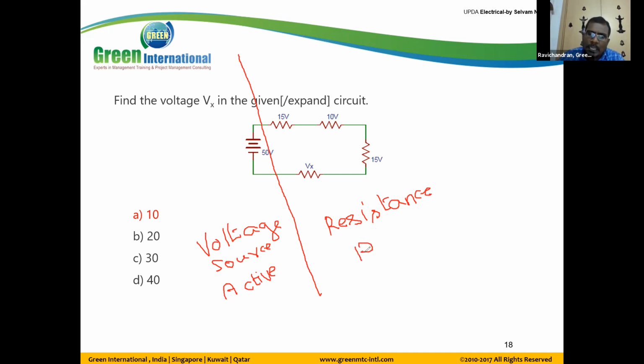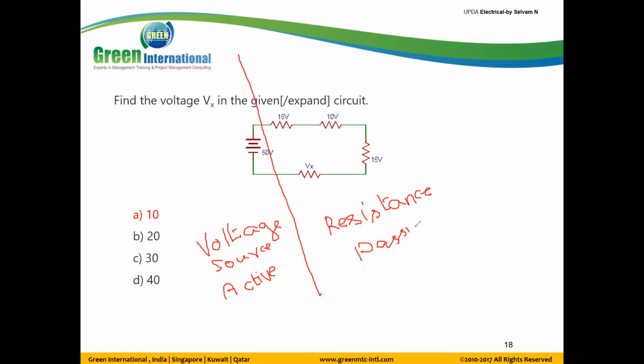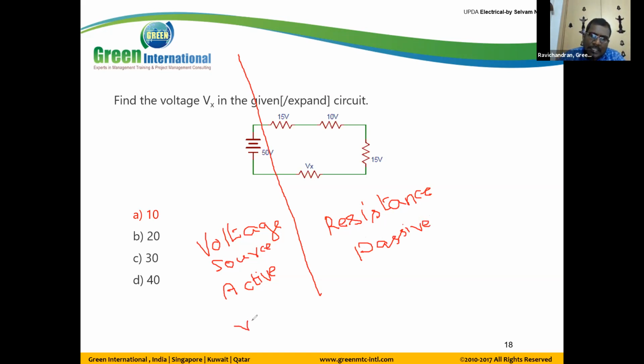Now we discuss the DC fundamentals. Forget about the rest, just remember resistance alone. Resistance is a passive element. Passive elements always receive power. Active elements always deliver power. So that's why here we have a voltage rise, and here we have a voltage drop, because it is a passive element.